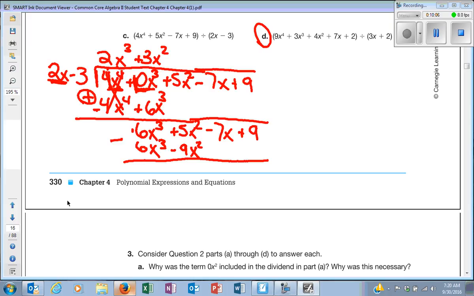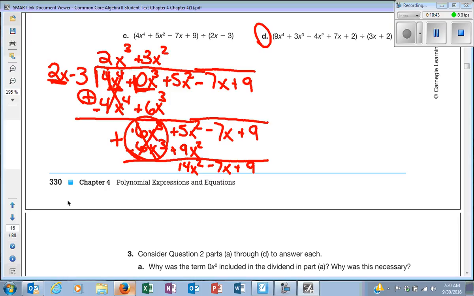Now, I'm going to write the subtraction sign in here. I'm going to go, you know what? I need to make this addition of the opposite. So I changed both those signs. How are we doing? Doing okay? This does what to each other? Cancels out. When I combine these together, I get 14x squared minus 7x plus 9.